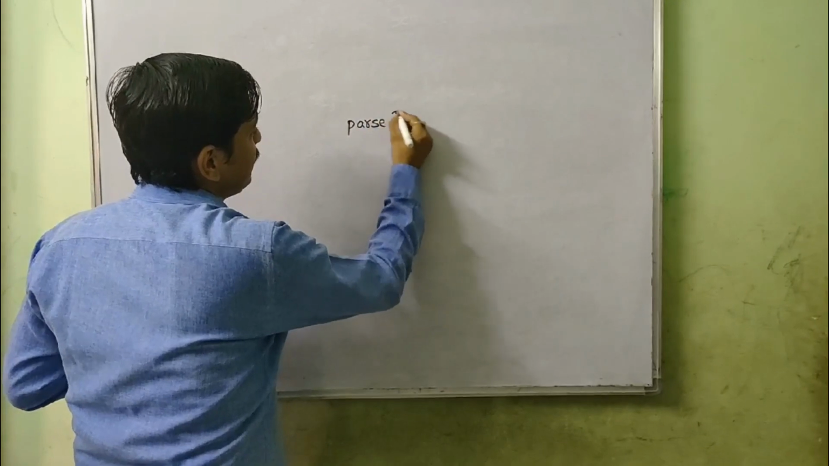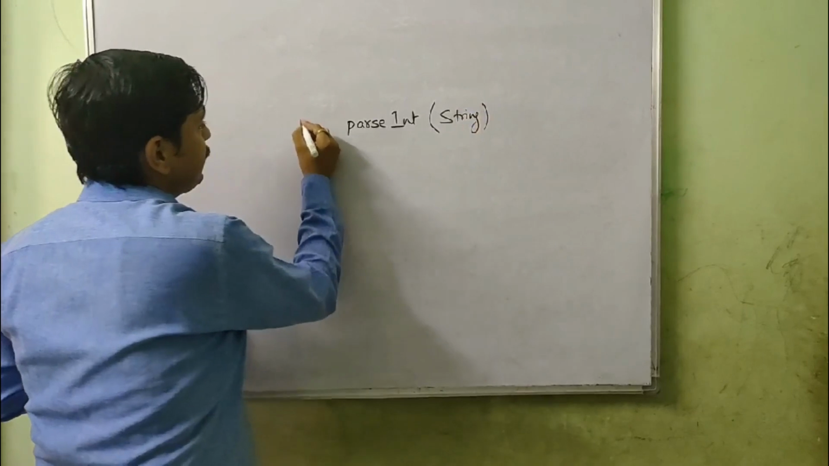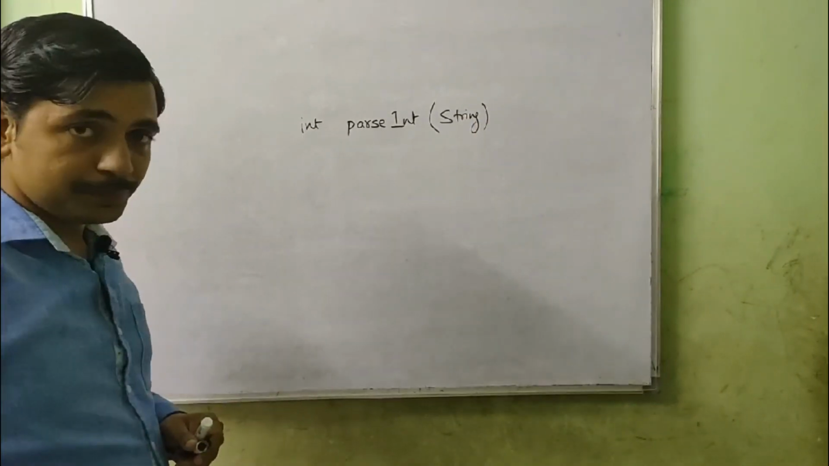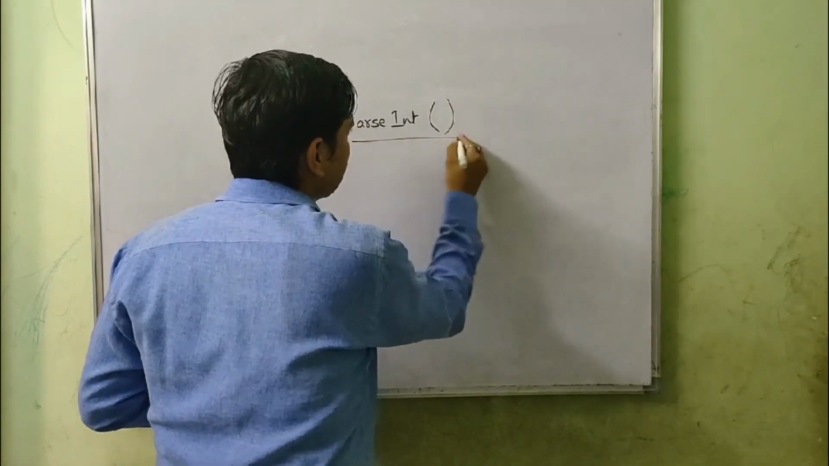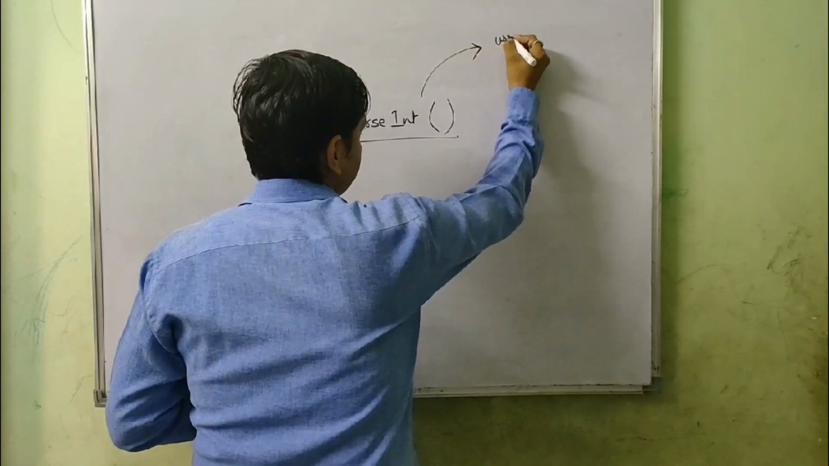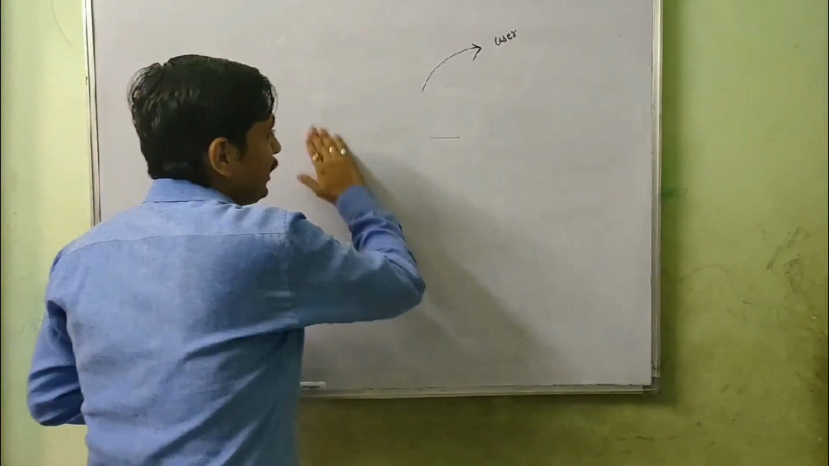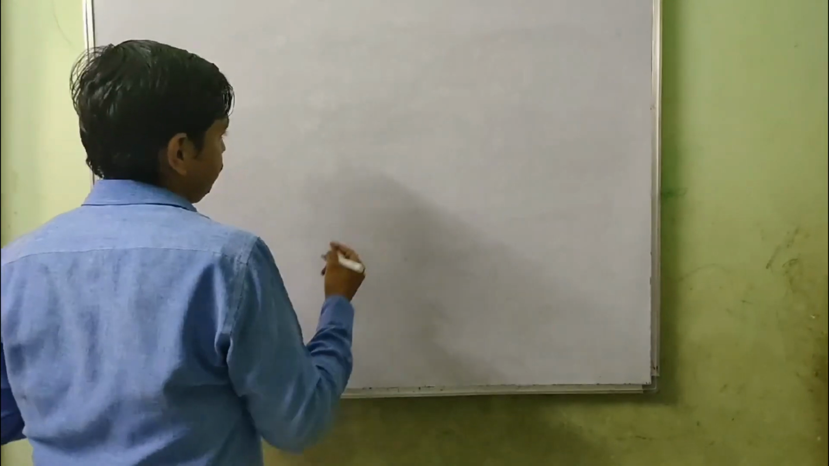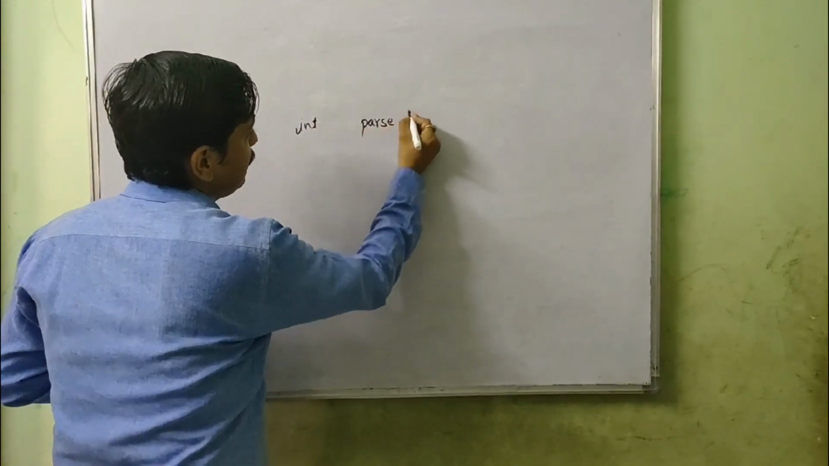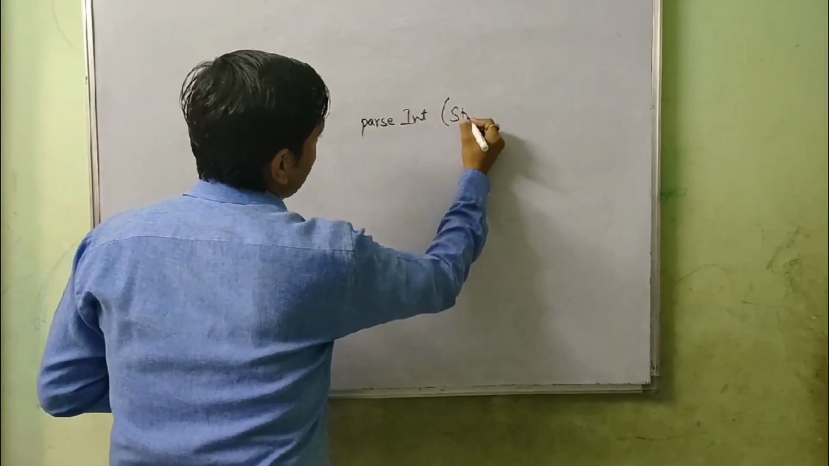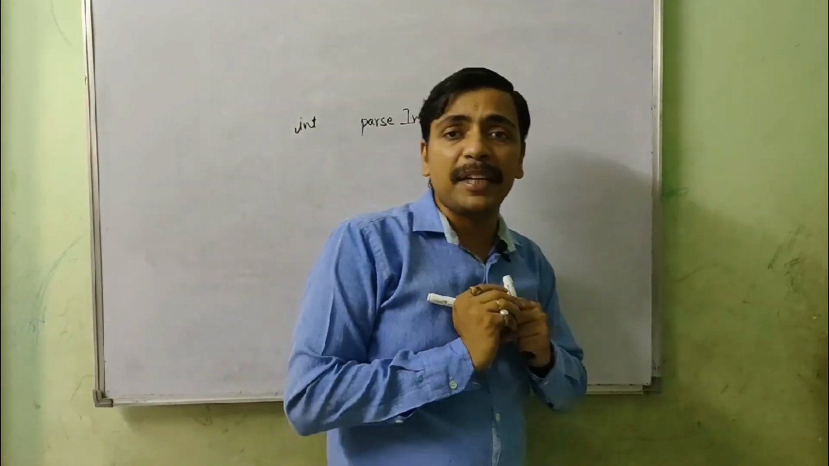Parse int. Now what this method does, it accepts a string and it returns an integer. But the interesting thing is we need not pass anything as string. Actually it accepts a string from the user. Okay, let me tell you what this parse int actually does. So this parse int is a method of integer class which accepts a string and returns an integer. So we will pass a string and that string will be converted into integer.